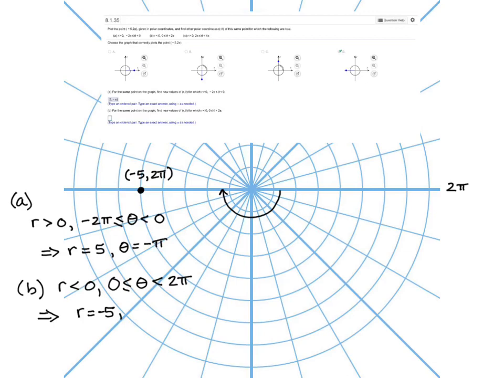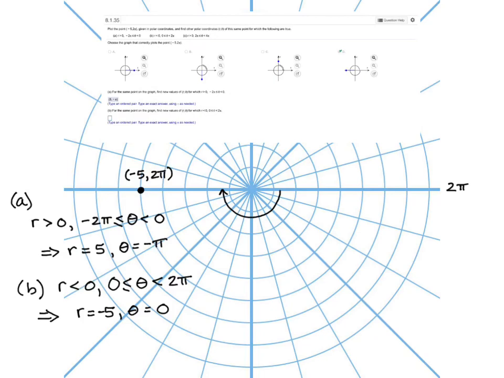So if r is going in the negative direction, then what we want is for our angle to be in the direction of 2 pi, but we're not allowed to use 2 pi in this particular case because theta has to be strictly less than 2 pi. But it could be equal to 0, so that's our value for theta in this case, is just 0.